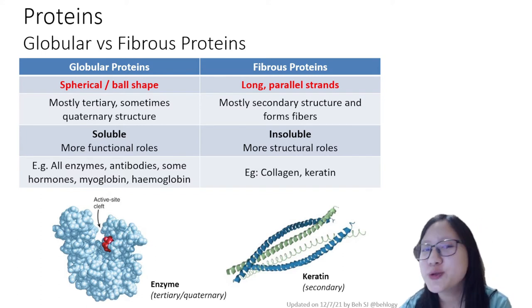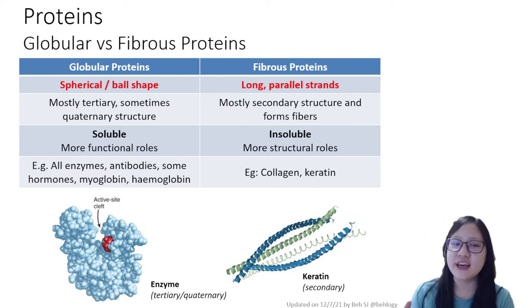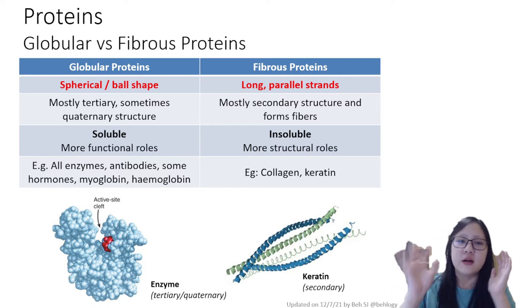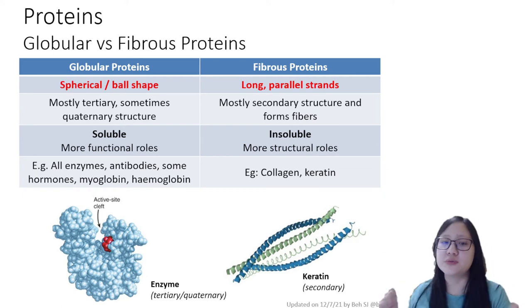2.3. This is part 2 of proteins and we'll be looking at globular and fibrous proteins. Now last video we really talked about how there are different levels of structure of proteins, but also in general there are two types of proteins, regardless of level of structure, which is globular and fibrous proteins. Now this is how they differ.